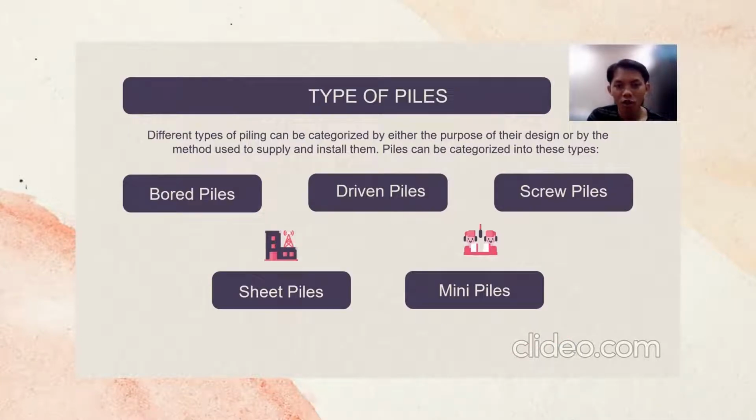Next, the types of piles. Different types of piling can be categorized either by the purpose of their design or by the method used to supply and install them. Piles can be categorized into these types. The first one is bored pile, the second one is driven pile, the third one is screw piles, the fourth one is sheet piles, and the fifth is the mini pile.